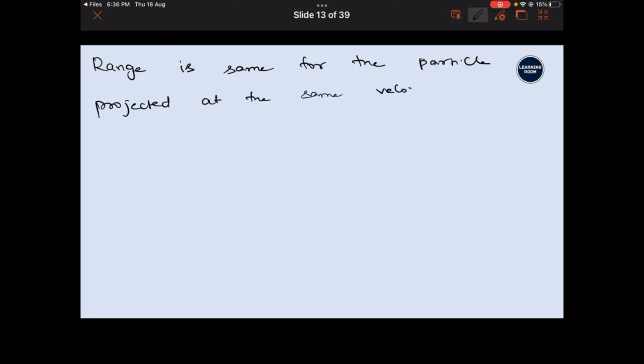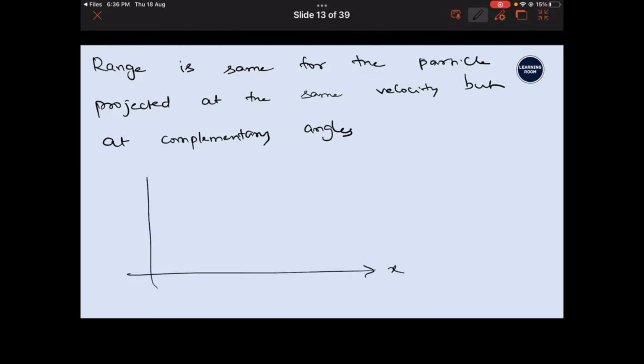So next is: range is same for the particle projected at the same velocity but at complementary angles. So the meaning of it is, if this is x and this is y, it is projected with the same initial velocity u and u.